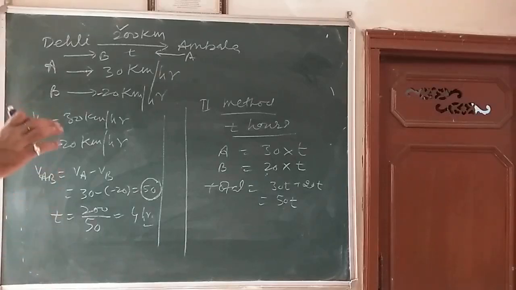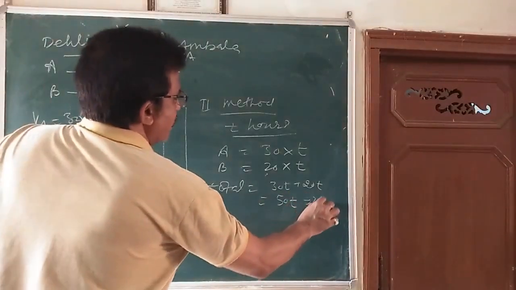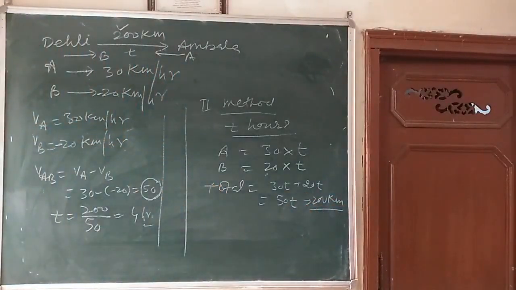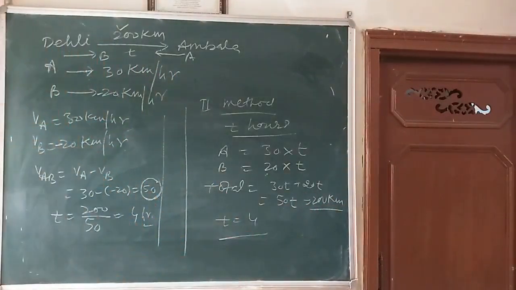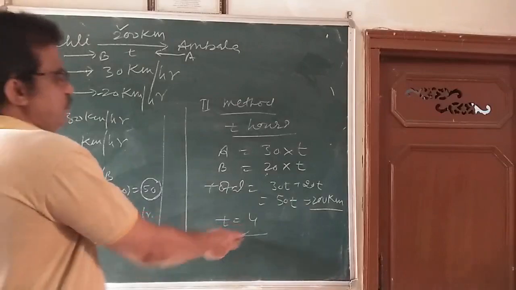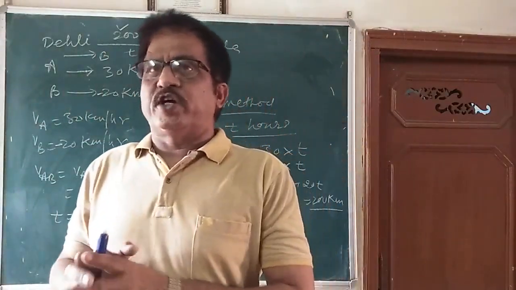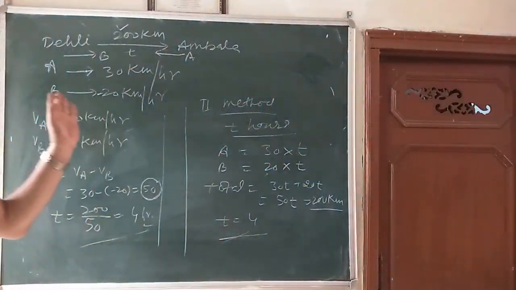This is the total distance 30t plus 20t, that is 50t, and that is equal to 200 km. So 50t is equal to 200 km, so t comes out to be 4. So we are getting the same result. Is it clear? So dear children, today we saw non-uniform motion and relative velocity and one numerical based on this.